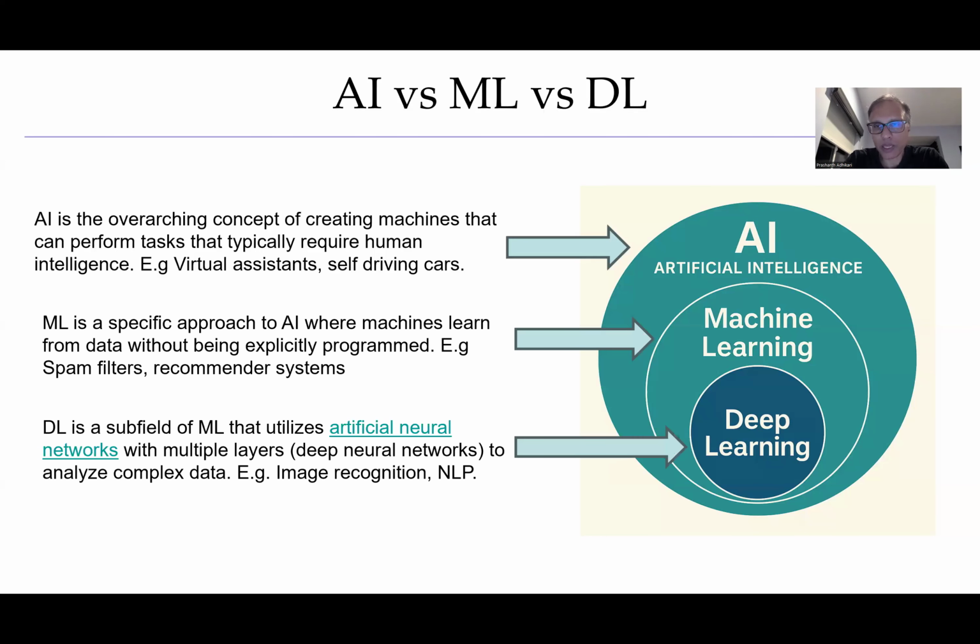And deep learning is a subfield of machine learning that utilizes artificial neural networks with multiple layers, so-called deep neural networks, to analyze complex data. And its application is in things like image recognition and natural language processing.